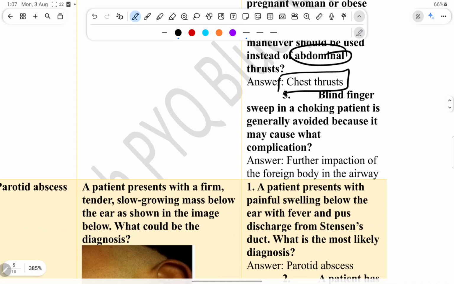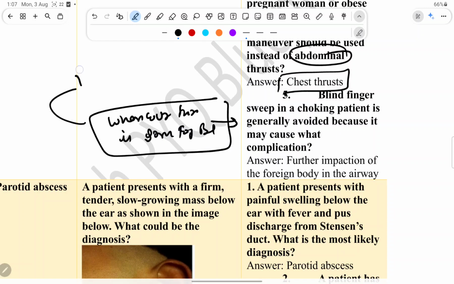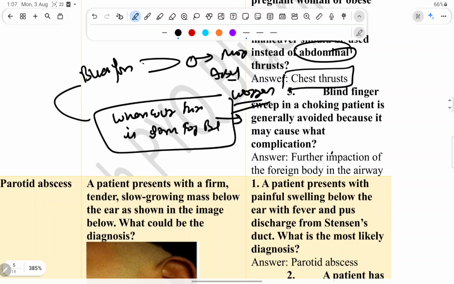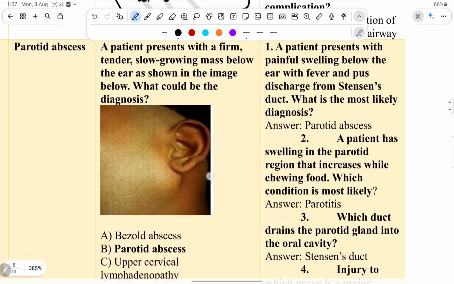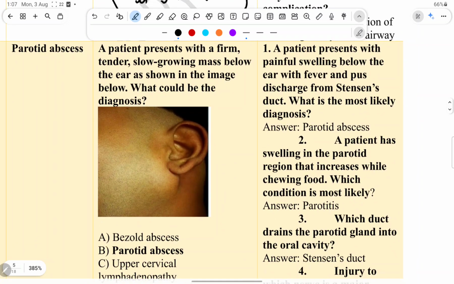Blind finger sweep in choking is generally avoided because it may cause which complication? Whenever there is a foreign body, a blind finger sweep can push the bolus further inside and worsen the obstruction, so it is not recommended. Okay? Not recommended.